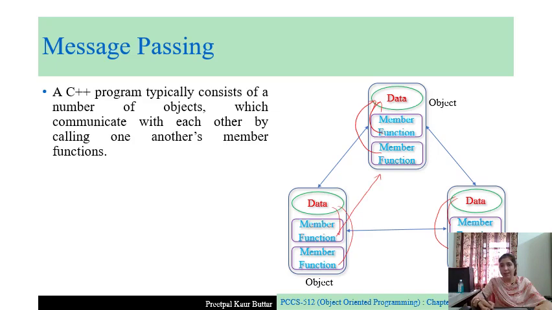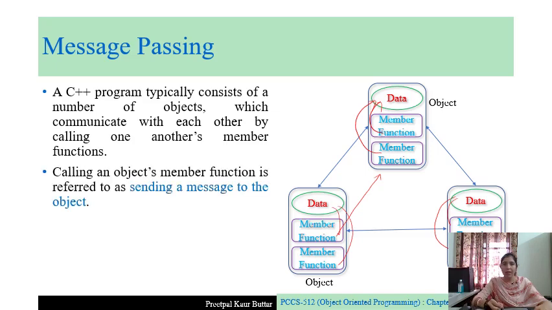This thing is called message passing in object-oriented programming. When the member function of this object is calling the member function of this object, this object is passing a message to this object. This is called message passing. Calling an object's member function is referred to as sending a message to the object.